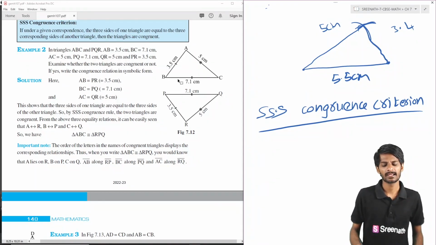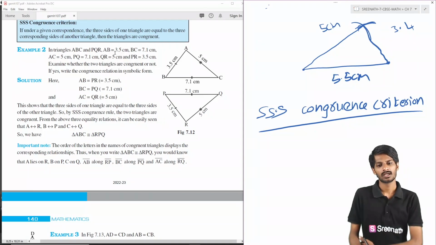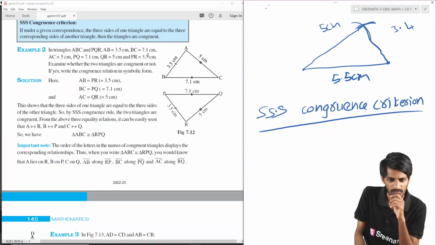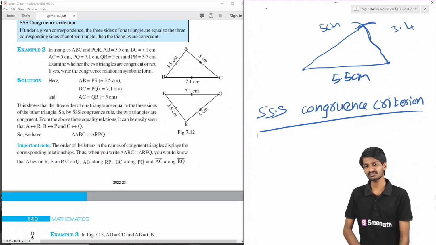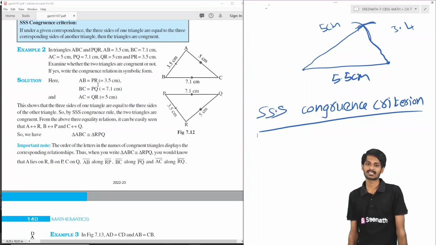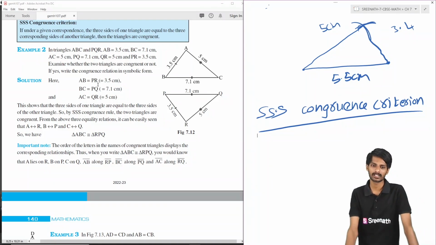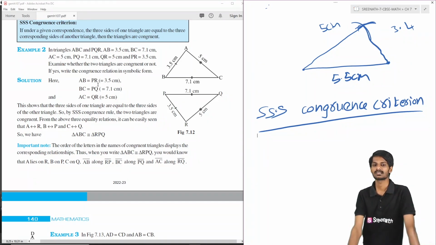So in triangles ABC and PQR, AB is equal to 3.5 centimeters, BC equal to 7.1 centimeters, AC is equal to 5 centimeters, PQ equal to 7.1, QR equal to 5 centimeters, PR equal to 3.5 centimeters. Examine whether the two triangles are congruent or not. The length of each side of both triangles is given students.